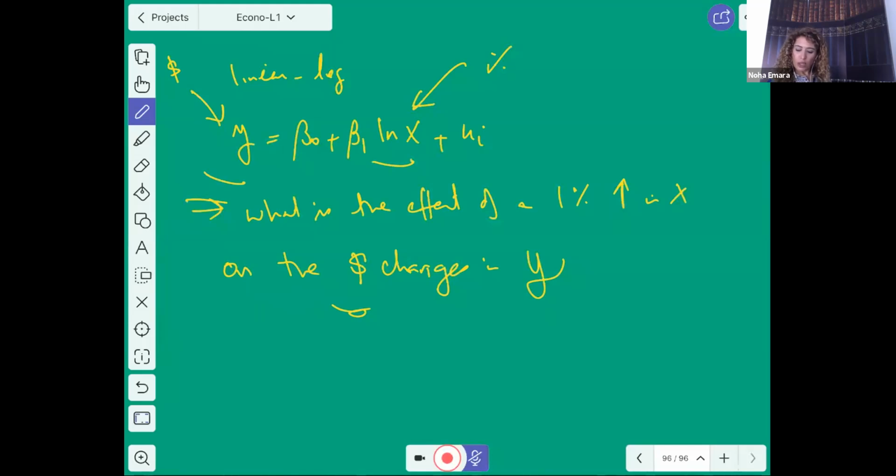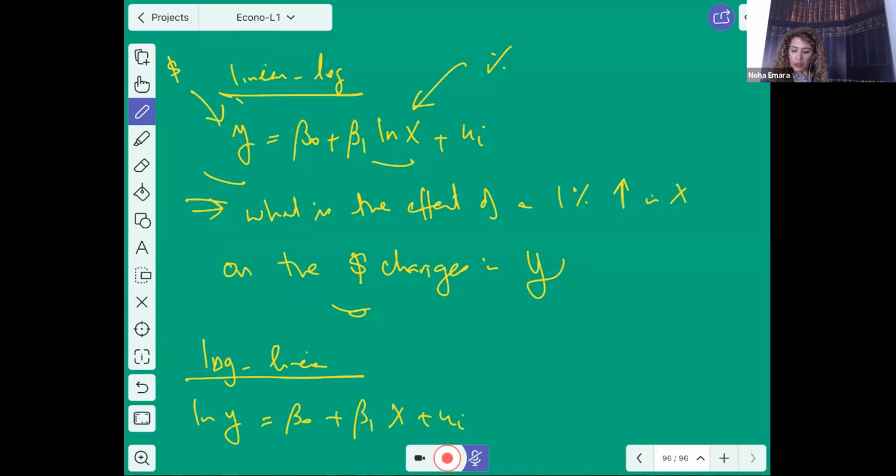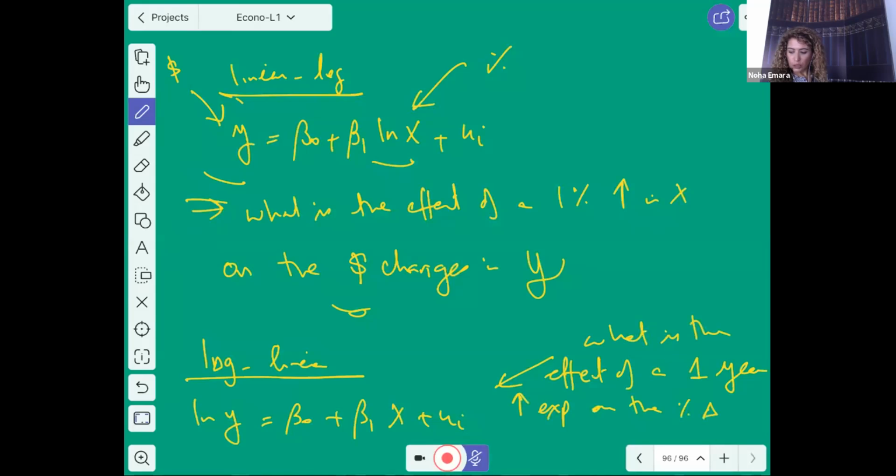I can also have y in log, so a log-linear model would be: y = beta naught plus beta 1 x plus u_i. Here, what is the effect of a 1 year increase in experience on the percentage change in wage? This is an example of this type of model.